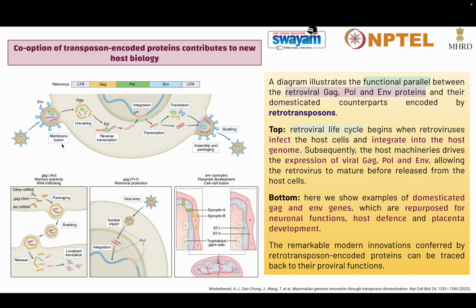Firstly, there will be membrane fusion, in which this virus will fuse with the membrane. Then there will be uncoating. This protein coat will be removed, and these genetic elements will be exposed. There will be reverse transcription, and then there will be transcription. Because it is representing the retrotransposons, it means they are coming from the DNA element after copying to the RNA intermediate.